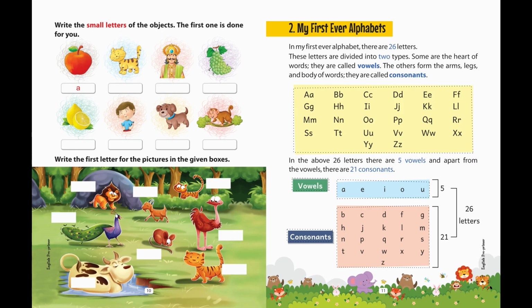The other letters are called consonants. They form the arms, legs, and body of the words. There are 5 vowels and 21 consonants. Let's read them aloud. Vowels A, E, I, O, U. Consonants B, C, D, F, G, H, J, K. All the rest. Say it again with me and give a big clap for yourself.